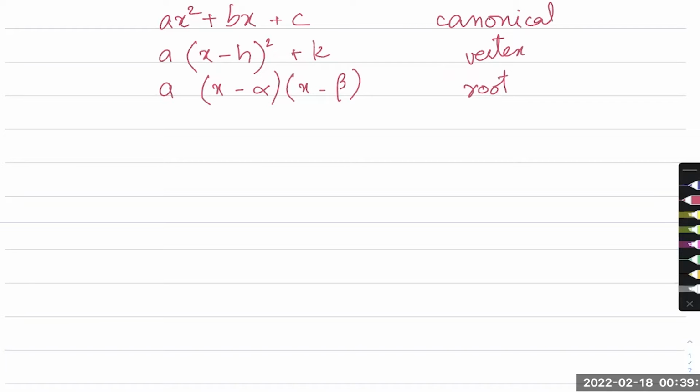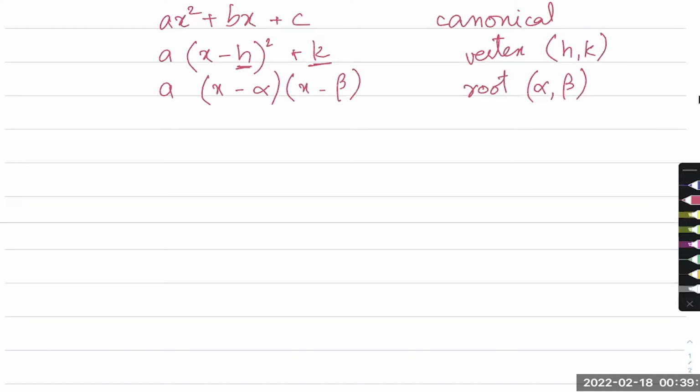The reason why they're called that is because the canonical, obviously, means it has been used since antiquity. The vertex form tells us the vertex, and the vertex in this case is (h, k). So just take the value of this number and this number, and that is your vertex. Similarly, the roots are alpha and beta, the two roots that you have. So based on that, you can easily see each form gives us an advantage.